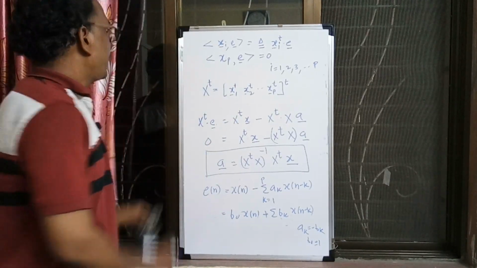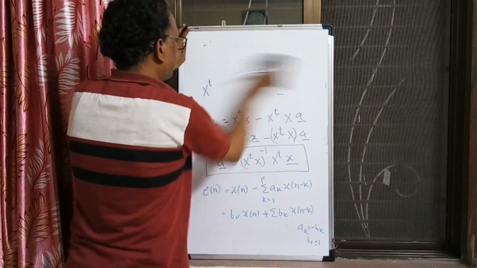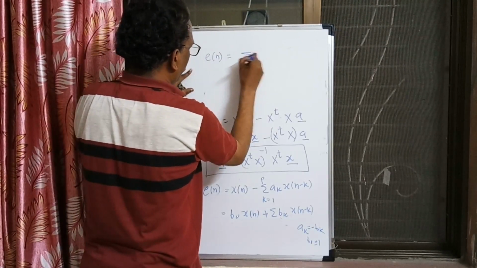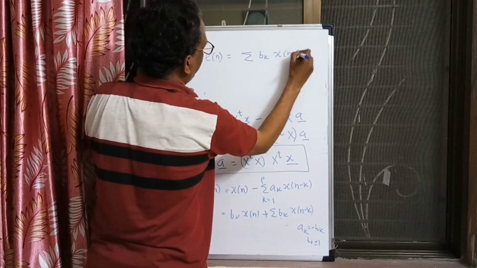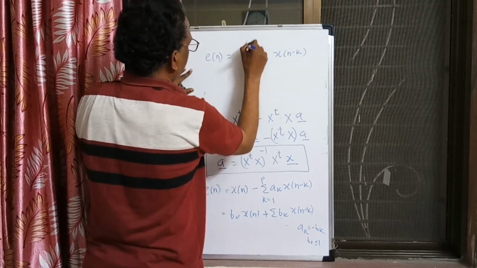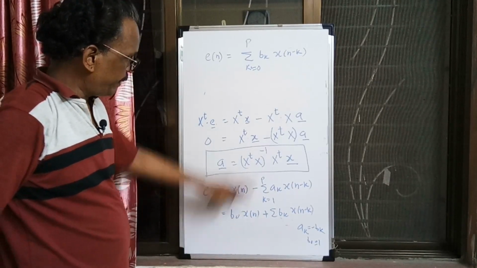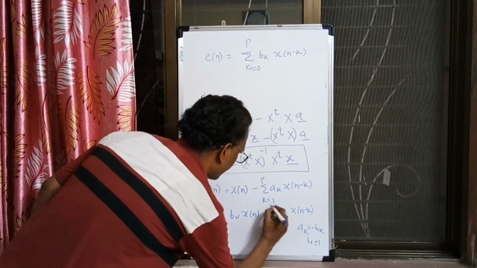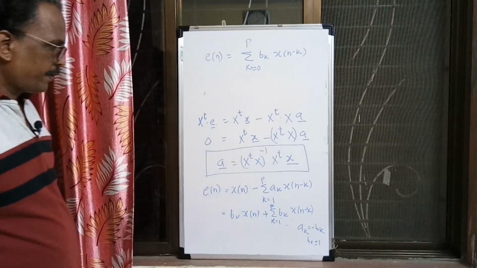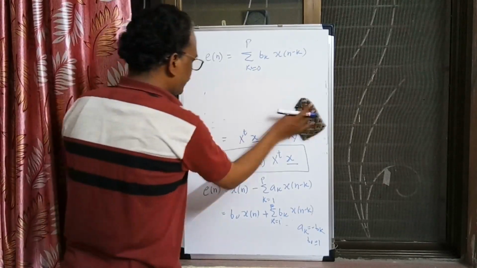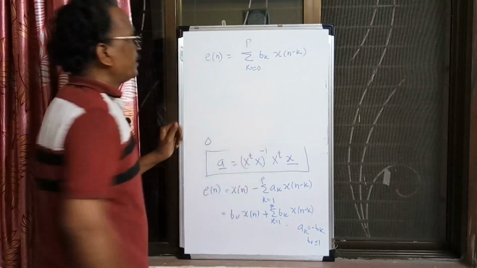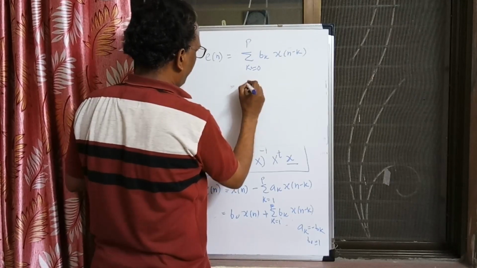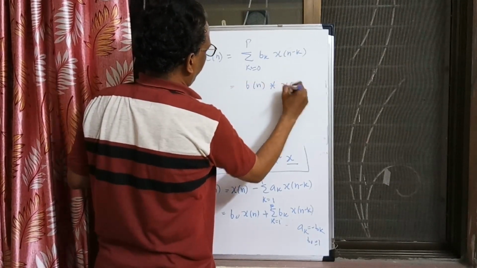By taking this assumption, the equation can be written as E of n is equal to the summation of BK x of n minus k, for k equal to 0 to p. For k equal to 0, the term B0 x of n comes in, and the rest of the p terms are as they are, only adjusting the minus sign and using the notation BK. If you observe this equation, it is nothing but the convolution of B of n with x of n.